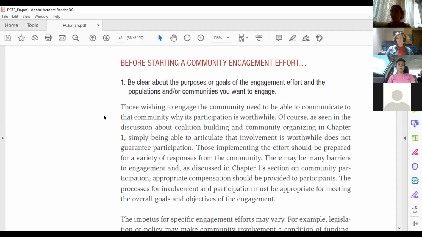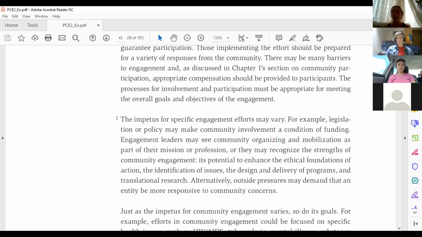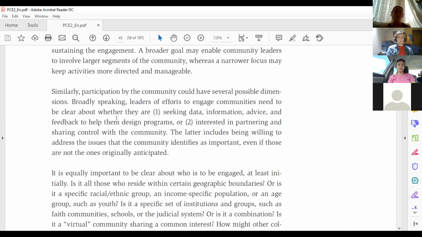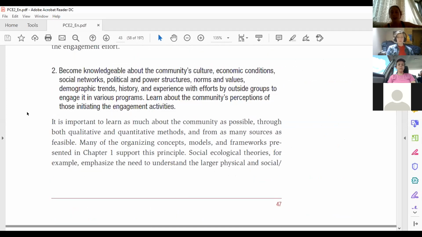If you're talking about water rights, you don't want to just talk to one side of the river. You want to make sure you're including the other side of the river too. So it's important to identify who's there and who is impacted. So that's number 1. Number 2, this is very straightforward.